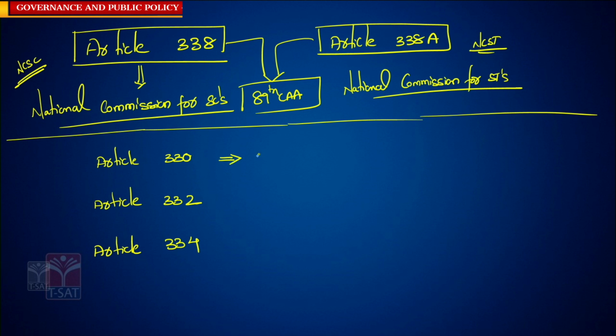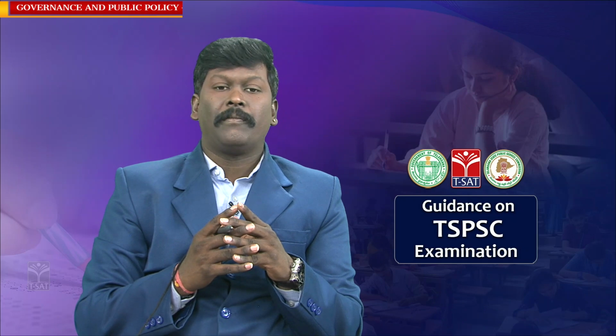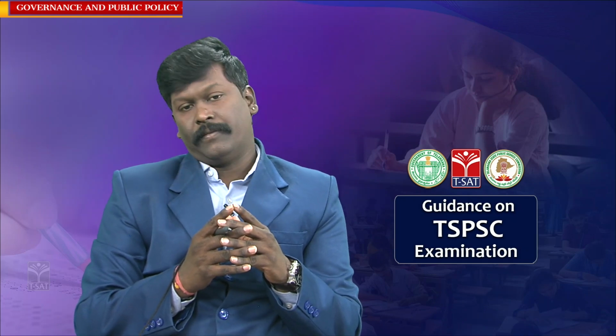Article 330 says there should be reservations of seats for both SC and ST in Lok Sabha. There should be reservation of seats for SCs and STs in Lok Sabha on the basis of their population. So, reservation of seats shall be there on the basis of their population.